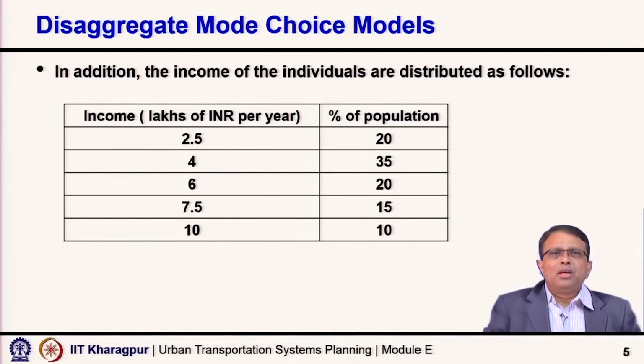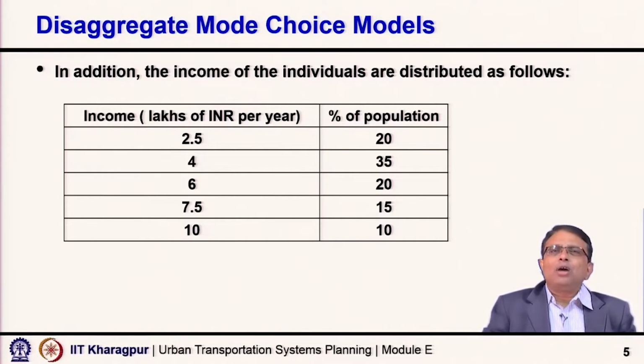Say 2.5 lakh INR per year is the income for 20% of people, then 4 lakh for 35% of people, 6 lakhs for 20% of people, 7.5 lakhs for 15% of people and 10 lakhs for 10% of people. So, it is a heterogeneous society. Not everybody will have the same income, but we know the average income of different groups and how the overall population is distributed among these groups in terms of their share.